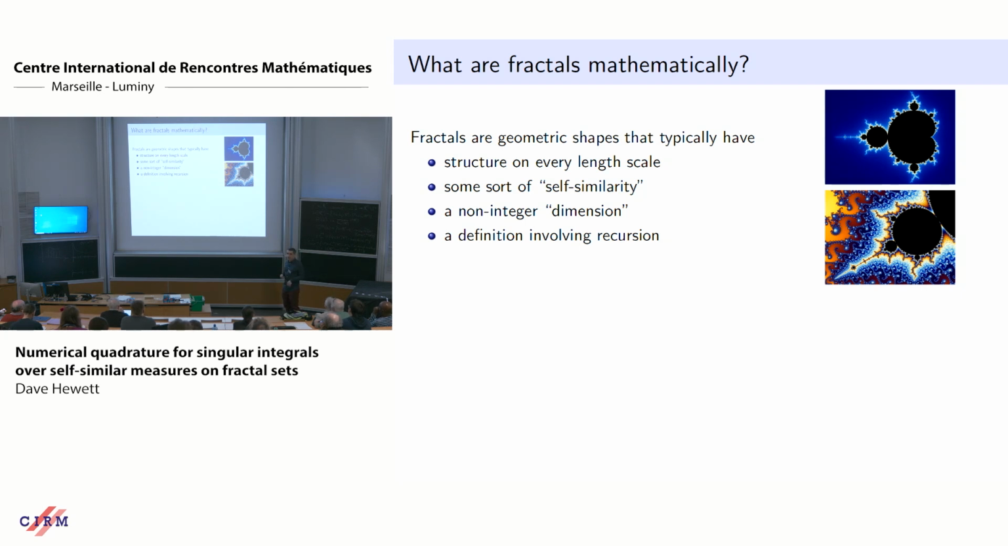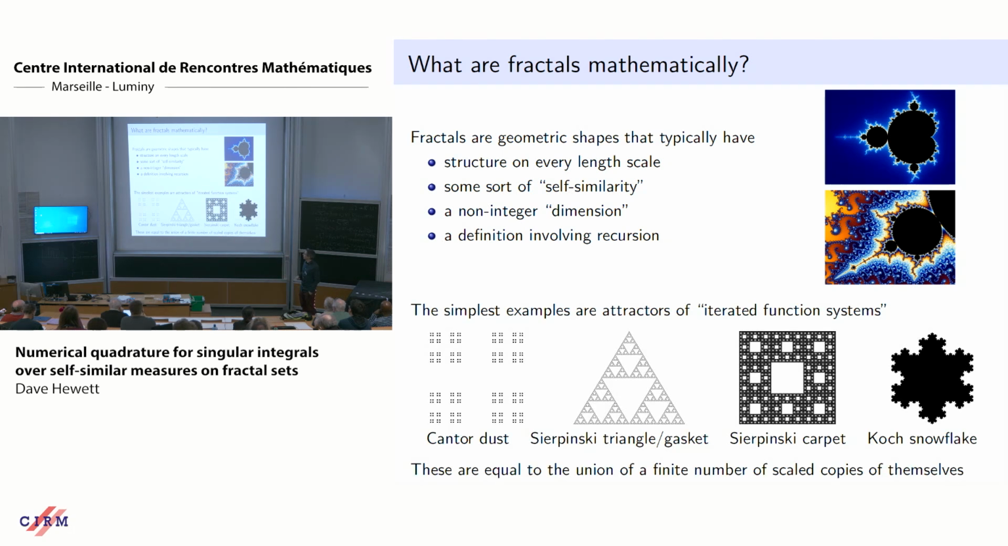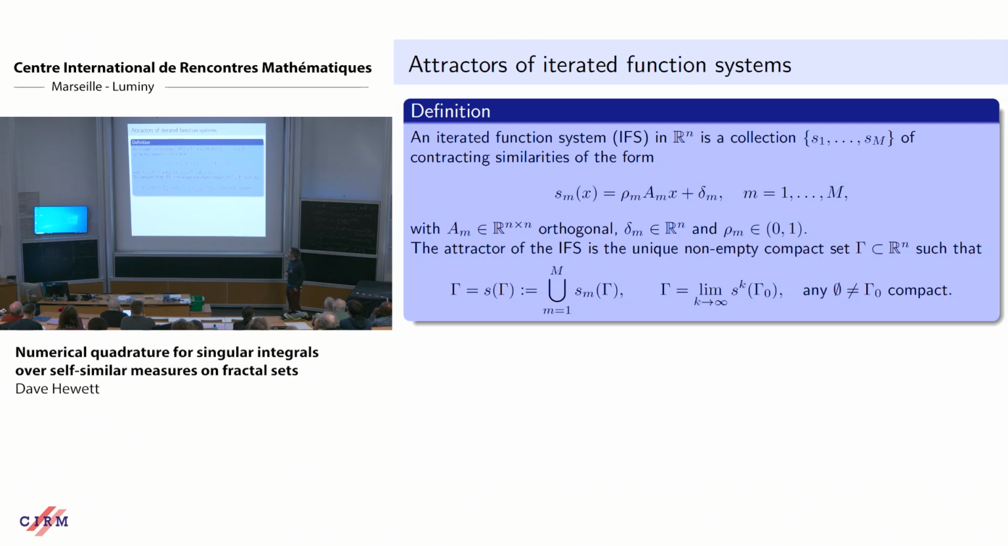Mathematically, of course, we understand fractals, not so simple to give a definition of, but roughly speaking, they have structure on every length scale, some sort of self-similarity, some non-integer dimension, and a definition involving recursion. And like Simon, I'm going to focus on the special case of attractors of iterated function systems, which have this property that they're equal to the union of a finite number of scaled copies of themselves. Okay. So this is the same definition that Simon showed, except I'm being a little bit more specific here.